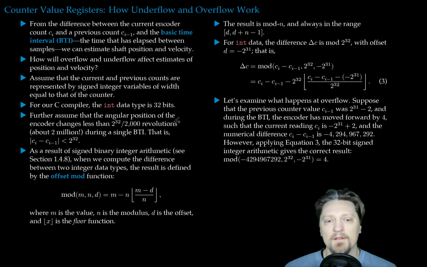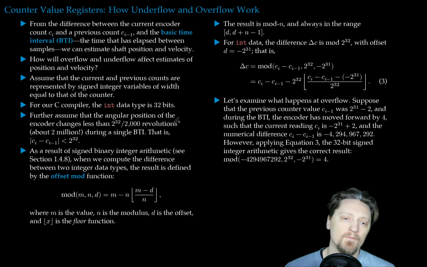As a result of signed binary integer arithmetic, when we compute the difference between two integer types, the result is defined by the offset mod function. So the offset mod function here uses m, n, and d as its arguments. M is the value, n is the modulus, which we've seen before, d is the offset, and x with the lower brackets on it is the floor function. So this is the floor function, which means round down.